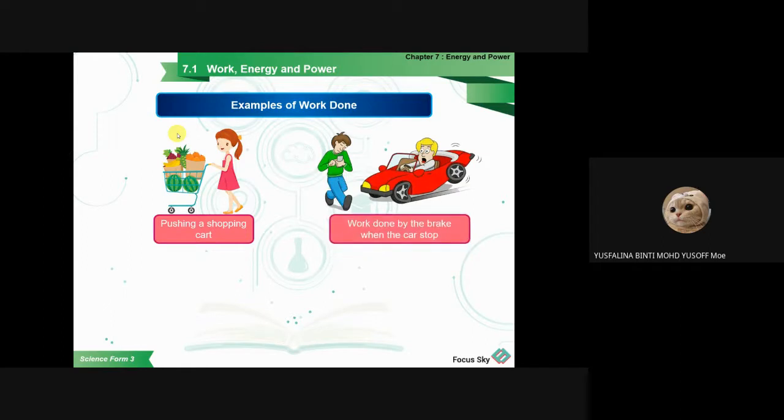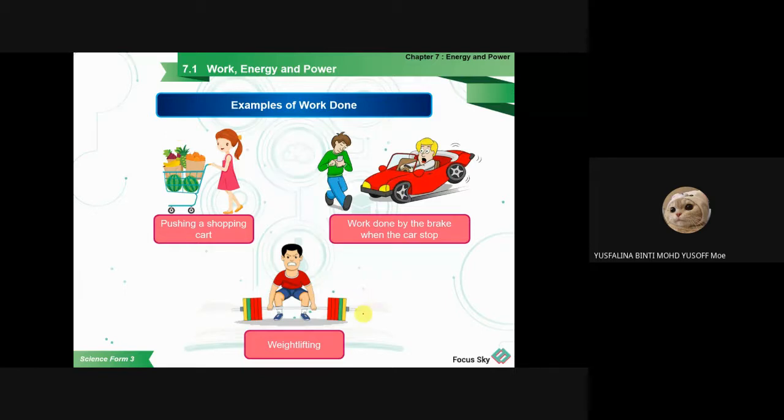Or work done by the brake when the car stops. When you step on the brake, it takes some time for the car to stop. The distance it takes to stop the car, we can also say that work is done, because there is a distance. And also weightlifting. If you lift a weight, of course there will be a distance as it moves upward. This also we call work done.